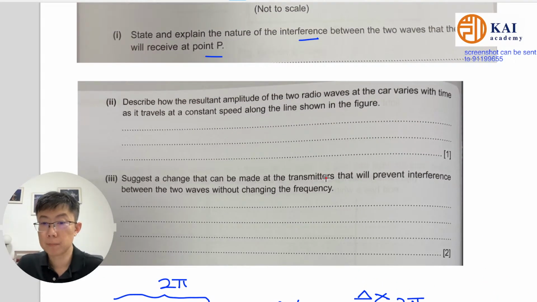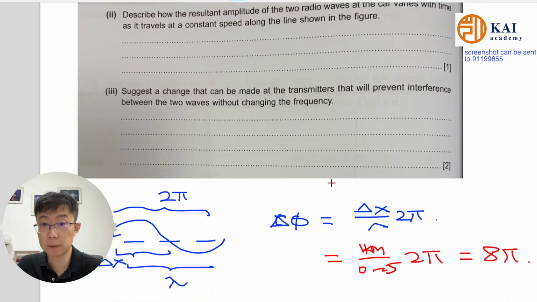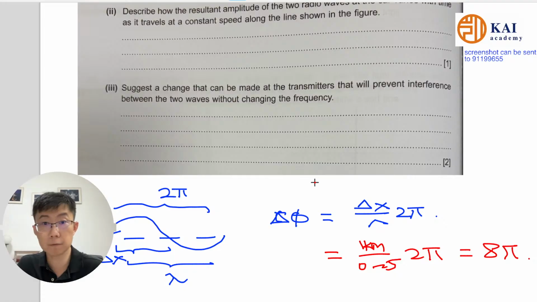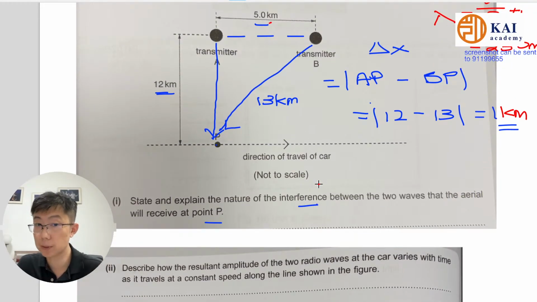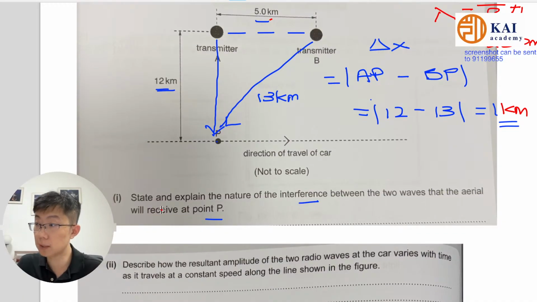Now 8 pi is an even multiple of pi, and if it's an even multiple of pi, it results in constructive interference. This is a qualitative question. How am I going to put this into words? Explain the nature of the interference. For the statement, I will say it is a constructive interference.